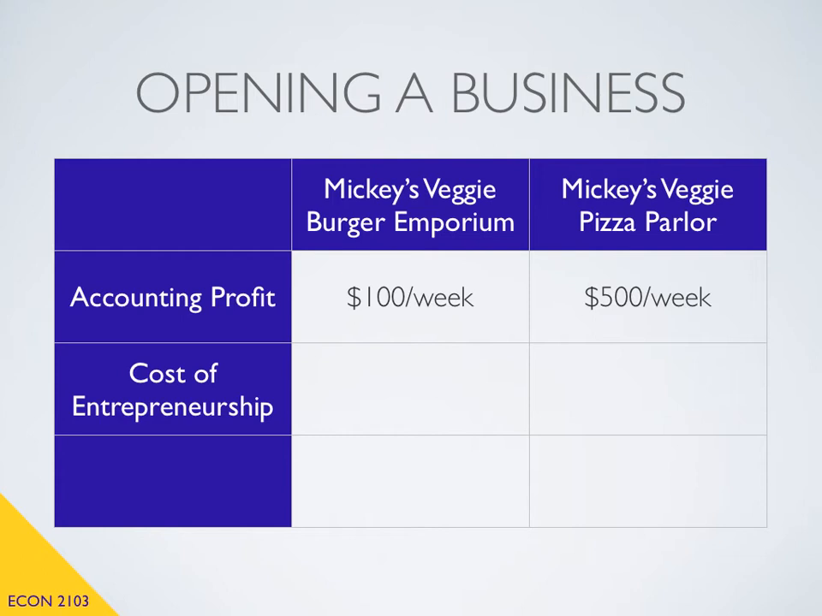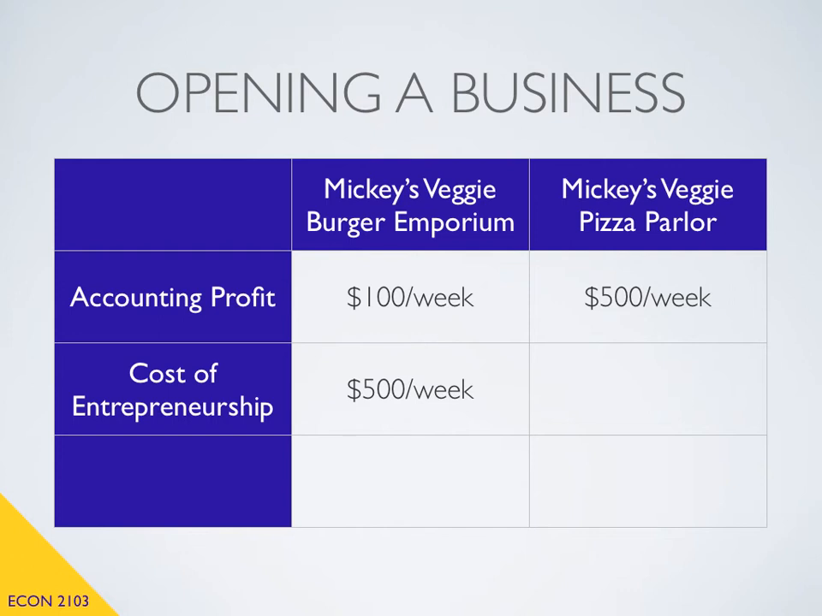So let's think about this. If I choose to open up Mickey's Veggie Burger Emporium, what profit must I sacrifice? Well, as you might have guessed, if I open up my Veggie Burger Emporium, I'm using all my resources to produce the Veggie Burger Emporium. And therefore, I'm giving up the opportunity to use those resources to make the Veggie Pizza Parlor. And therefore, I'm not going to be able to make that same profit that I could have made. Consequently, if I open up the Veggie Burger Emporium, I must sacrifice the $500 a week of profit I could have made with the Veggie Pizza Parlor.